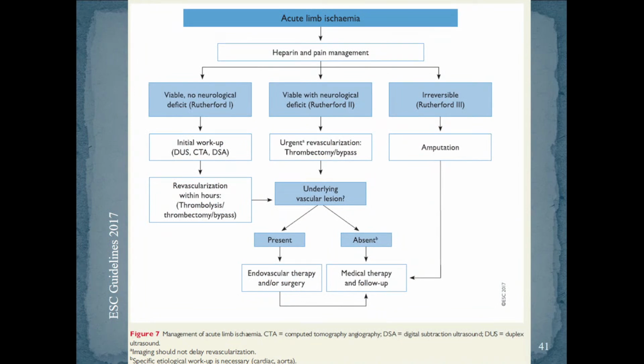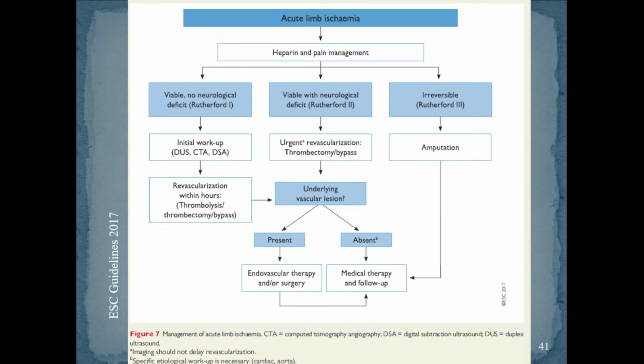What to do with acute limb ischemia? First, heparin and pain management. If the limb is viable, no neurological deficit, Rutherford 1, then the initial workup will be digital subtraction angiography, duplex ultrasound, and CTA, computed tomography. Revascularization within hours: thrombolysis, thrombectomy, bypass.